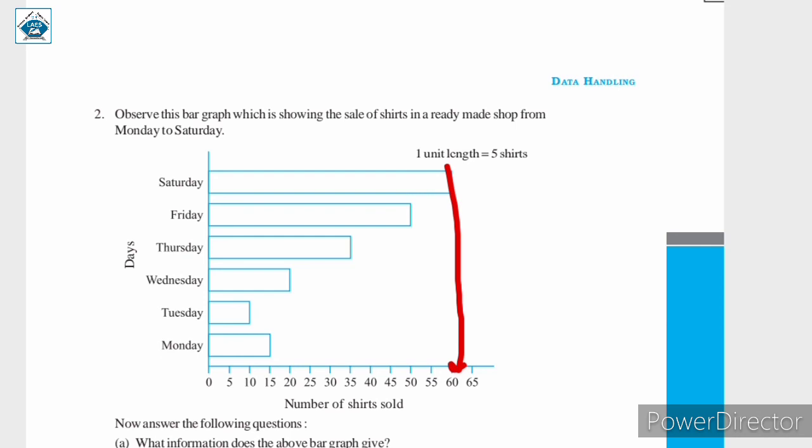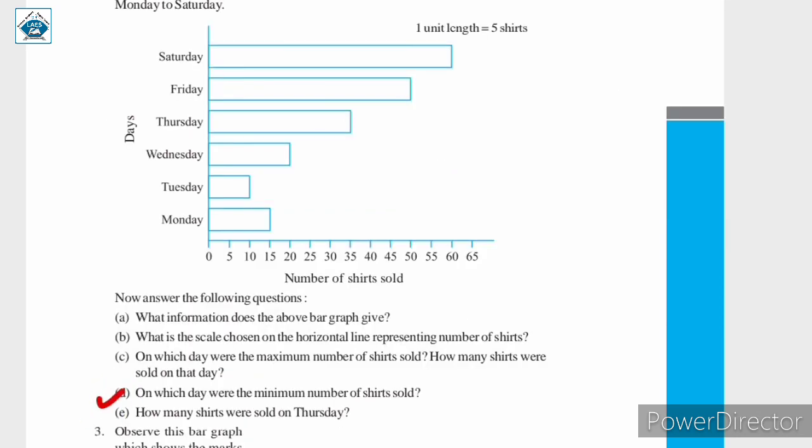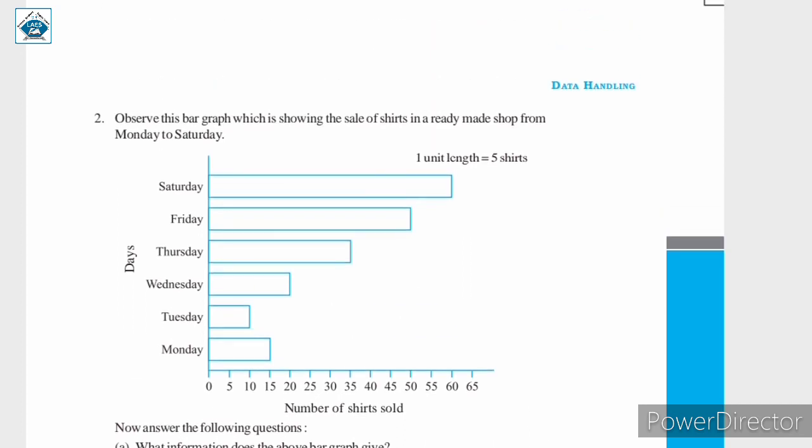sold on that day. Next, on which day were the minimum number of shirts sold? From the bar graph, it can be observed that minimum number of shirts were sold on Tuesday. As you can see, this is the smallest bar, and as I told you before, the number of shirts sold on this day is equal to 10.